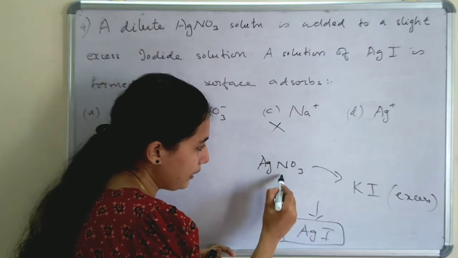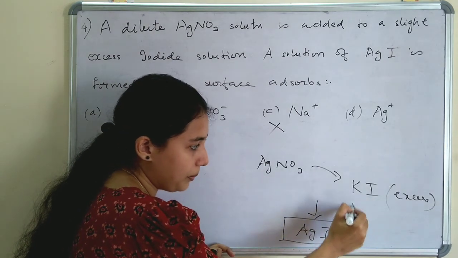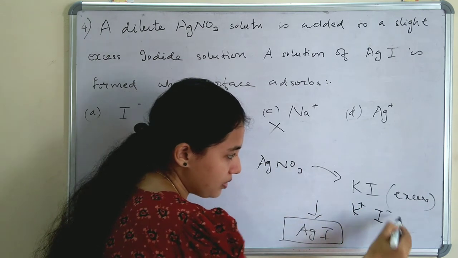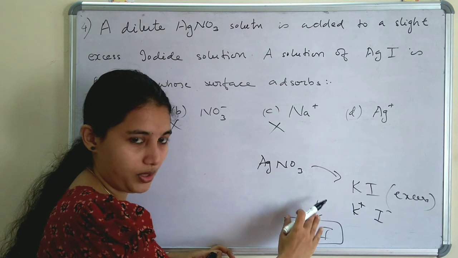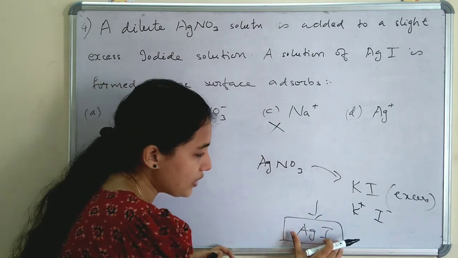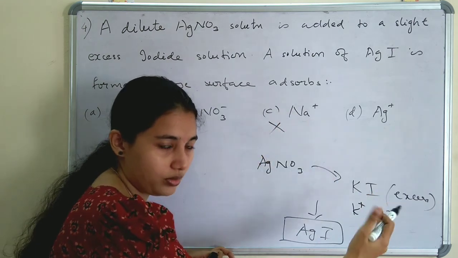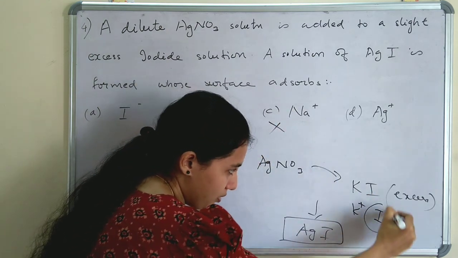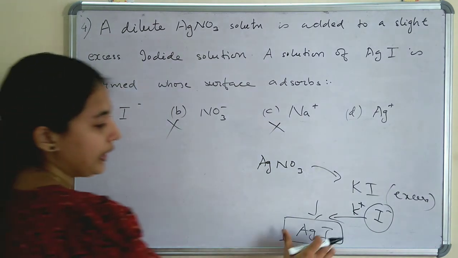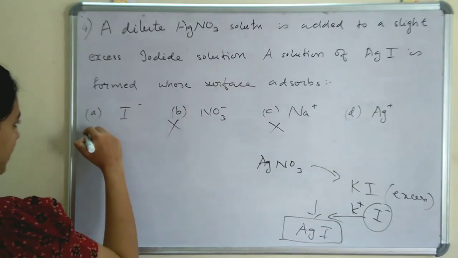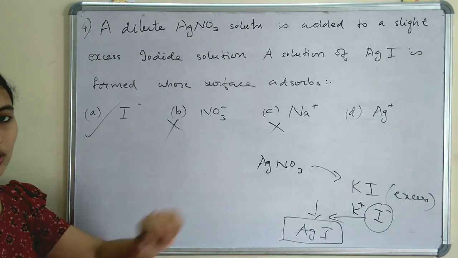So here AgNO3 is added to KI. So here K plus and I minus are in excess amount compared to AgNO3. So definitely this AgI will adsorb the excess ion. Excess ion means I minus. So I minus is adsorbed on the AgI surface, from the dispersion medium.